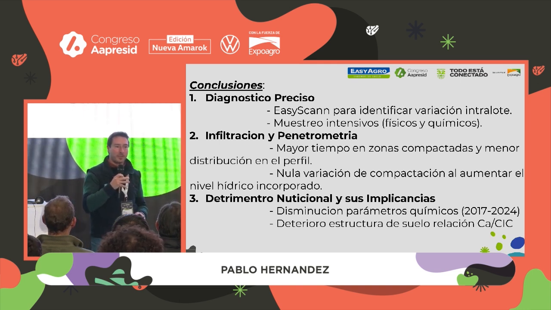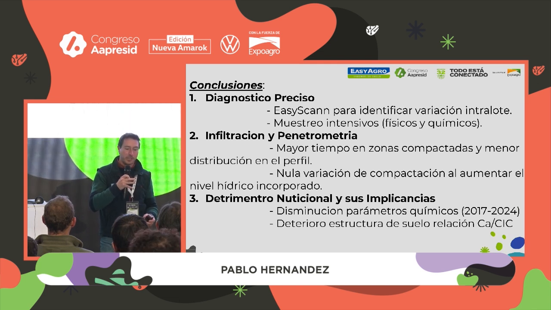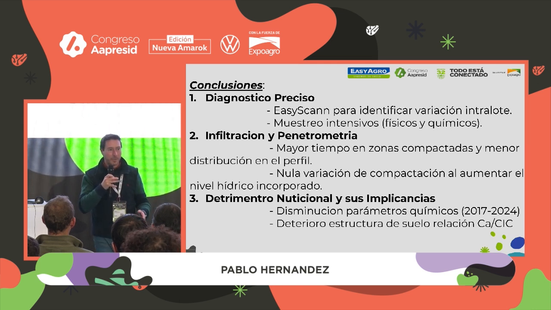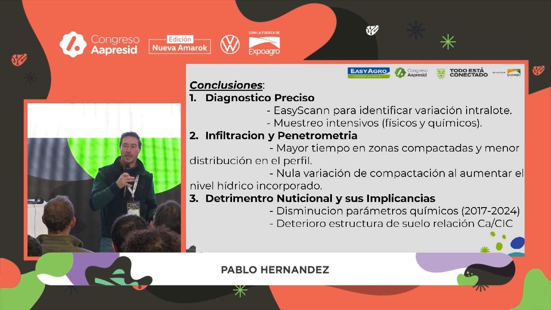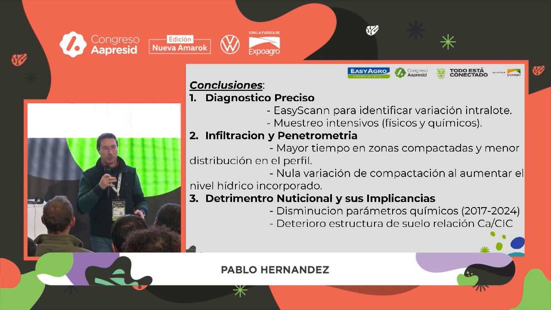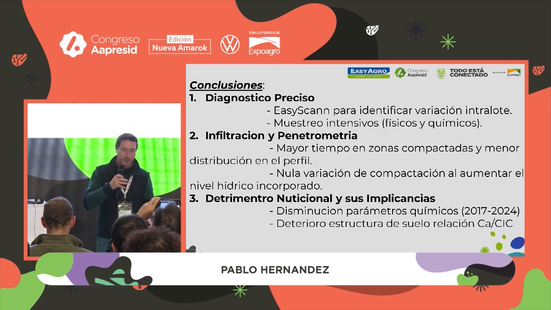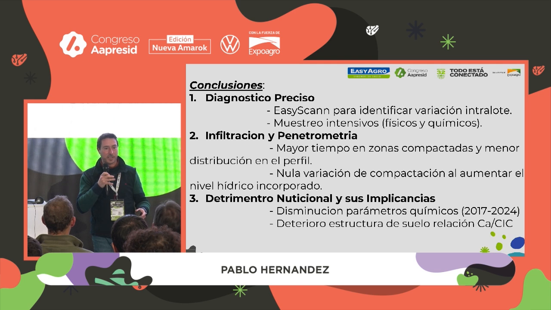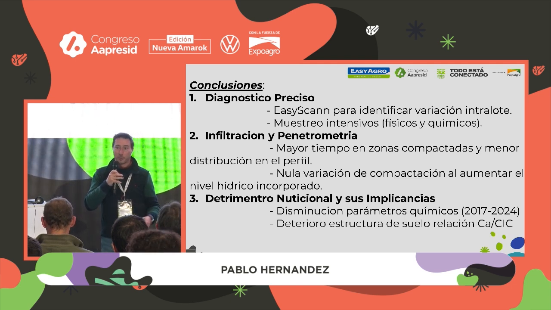Within the conclusions, we know that the main thing to begin with this is to do a diagnosis. A precise diagnosis will help us to really go out into the field and to evaluate the problems. That will help us make decisions to deal with the problems. Then you'll have to see whether it's mechanical, biological, or chemical. But it is important to have the right diagnosis first, infiltration and penetrometry, more time in compacted areas and less distribution on the profile. That means that the infiltration is less and the yield will be less, as well as the root development.